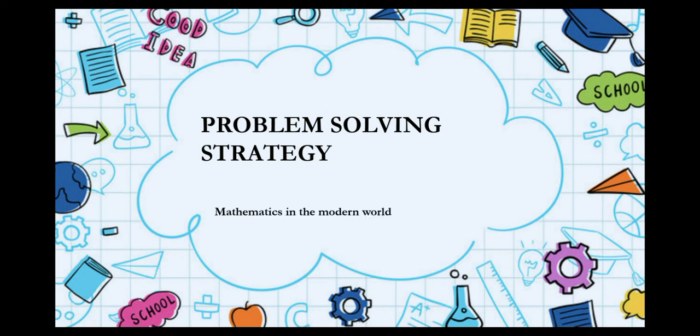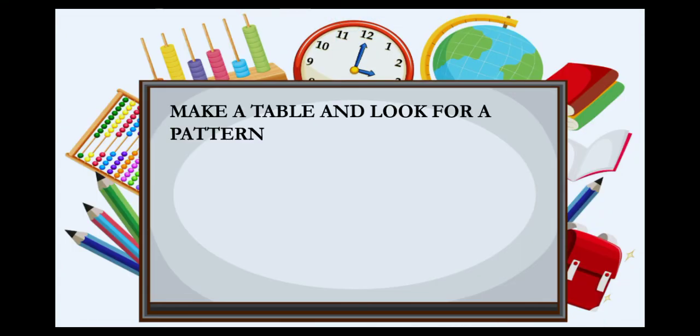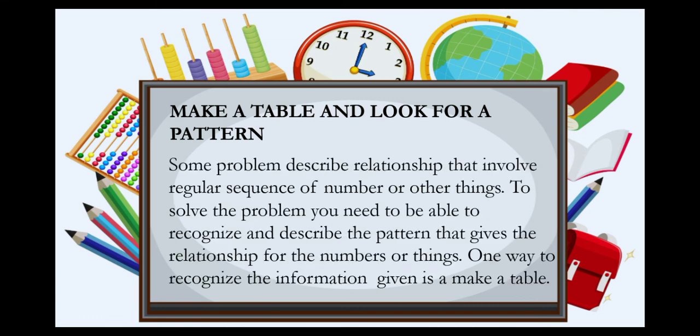Today I am going to discuss some problem-solving strategies. First is make a table and look for a pattern. Some problems describe relationships that involve a regular sequence of numbers or other things. To solve the problem, we need to be able to recognize and describe the pattern that gives a relationship for the numbers or things. One way to recognize the information given is to make a table.